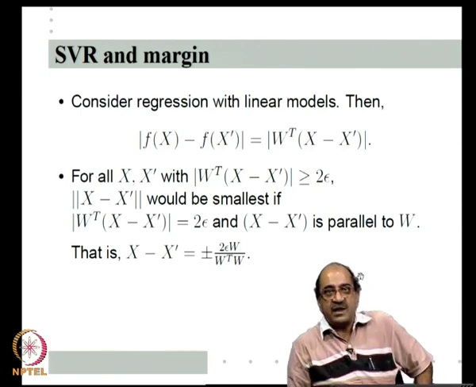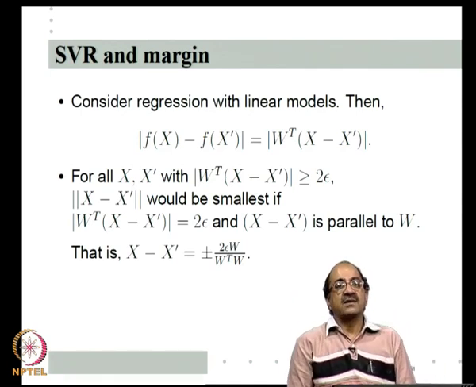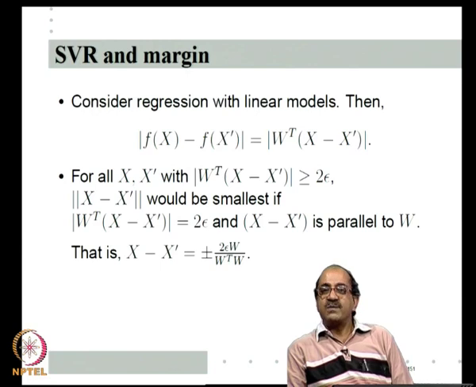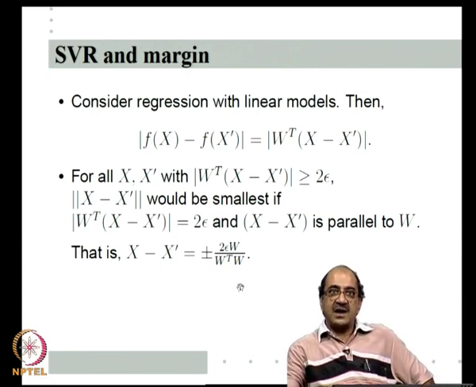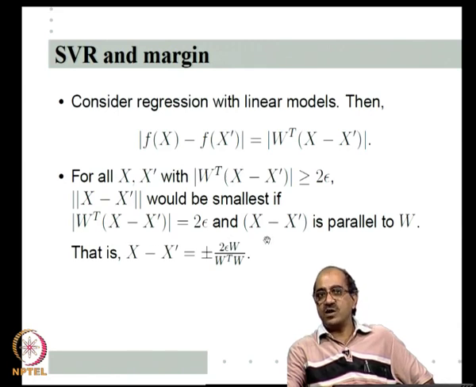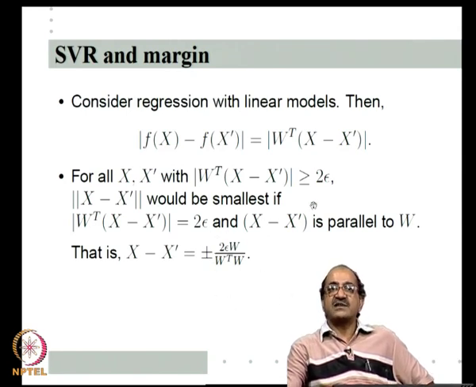What does that mean? x minus x prime should be parallel to w. So, it should be k times w, and w transpose x minus x prime should be 2 epsilon. So, if it is k times w, then k times w transpose w should be equal to 2 epsilon. There is an absolute value. So, k can be only plus or minus 2 epsilon by w transpose w. So, x minus x prime is either plus 2 epsilon by w transpose w into w, or minus of that.